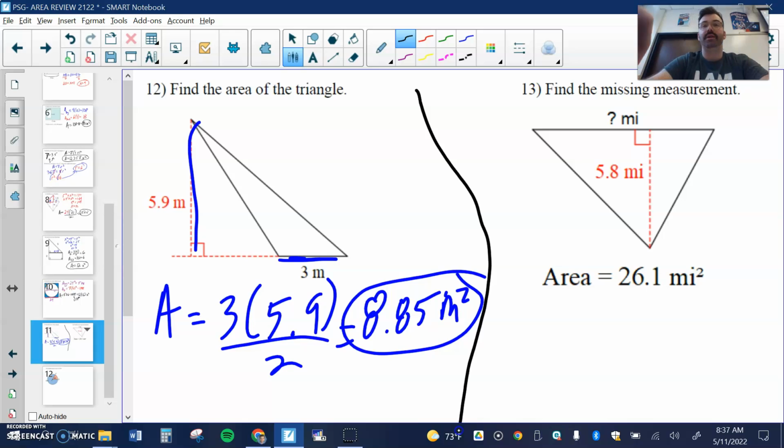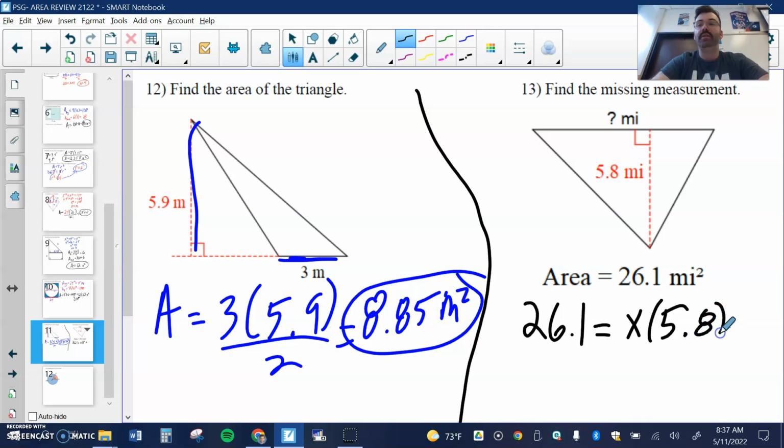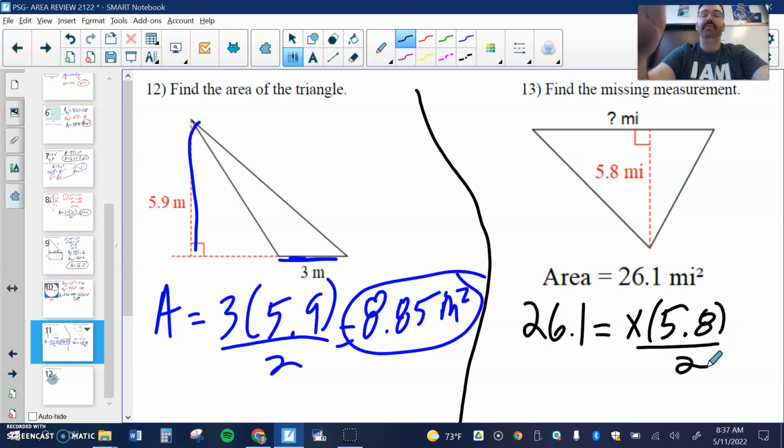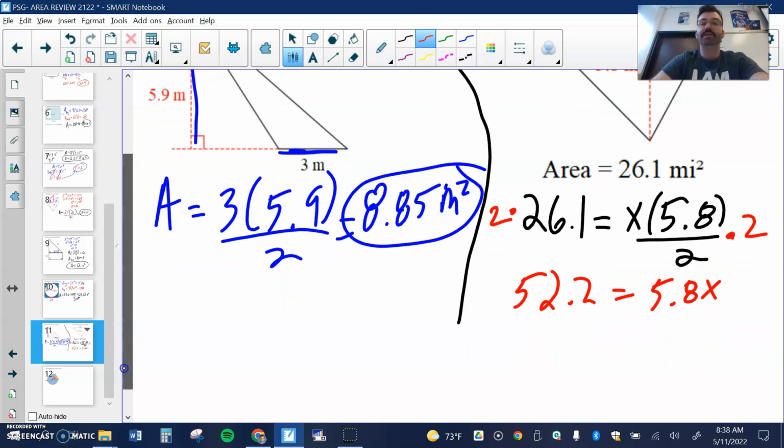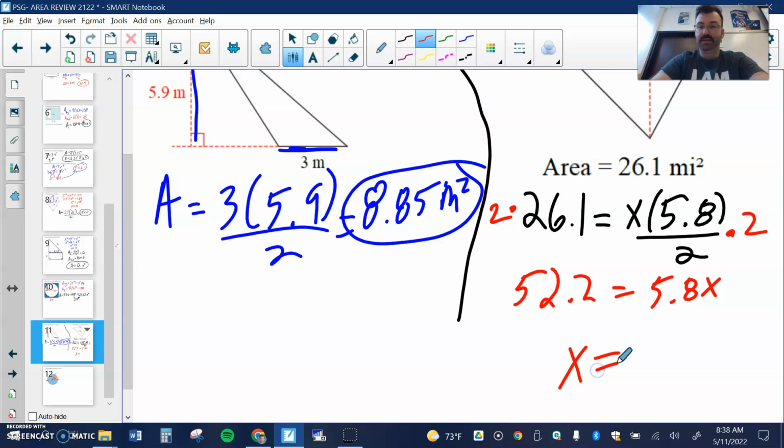13. Work backwards from the triangle. Base times height divided by 2. So the area is 26.1 equals base is x times height of 5.8 divided by 2. Again, some of us like to divide the 5.8 by 2, and that's fine. I'm going to clear it out and just multiply both sides by 2. That's what I like to do. That's 52.2 equals 5.8x. Divide both sides by 5.8. So x equals 9 miles.